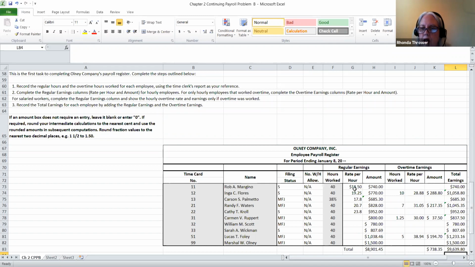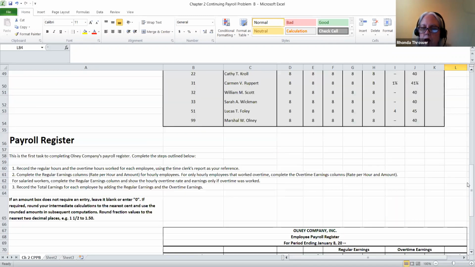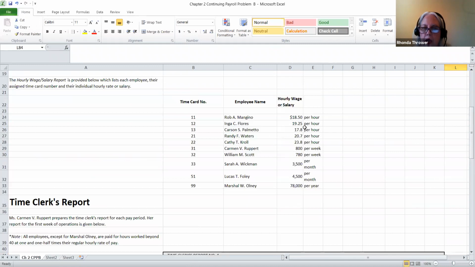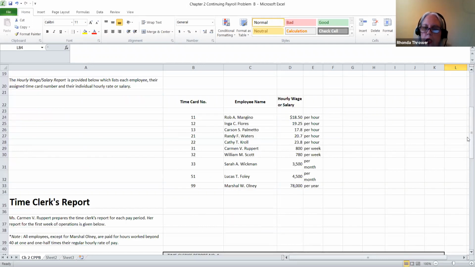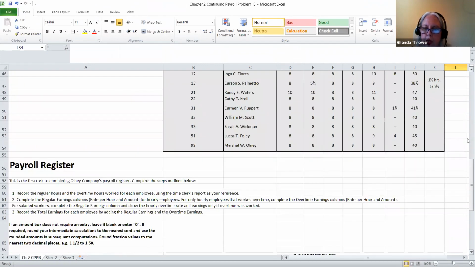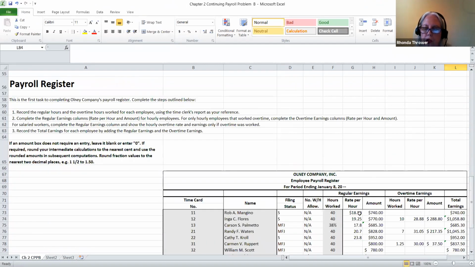What they did is they gave us the regular earnings rate, and that earnings rate came from here. Again, this is the given information from the hourly wage and salary report. You see he made $18.50 per hour. And so we're just going to plug in $18.50 here under the regular rate. Multiply the regular rate by 40 hours, and that gives you his regular earnings.